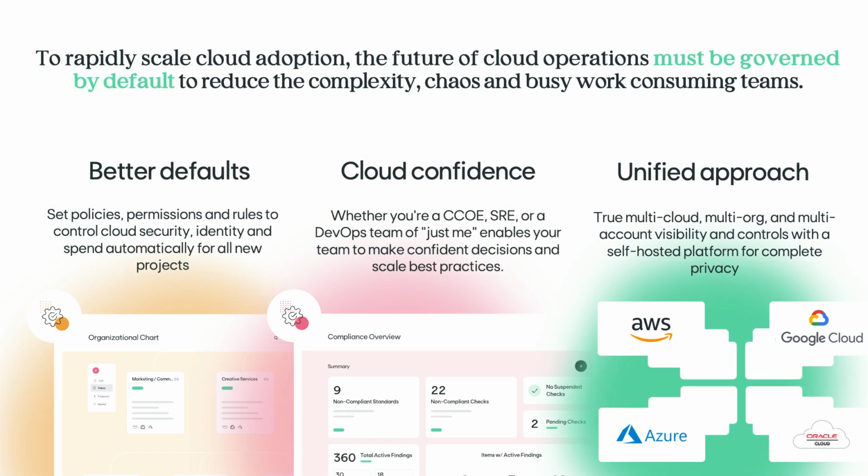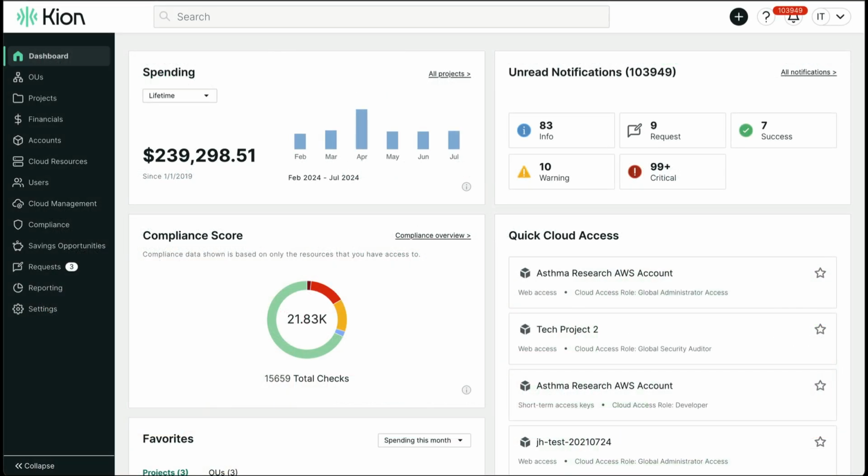Kion is an automation platform designed to give organizations the visibility and control needed to scale their cloud operations. Kion was built to help CloudOps teams rapidly scale governance by default by setting policies, permissions, and rules to control cloud security, identity, and spend automatically across multiple clouds, organizations, and accounts. Simply put, Kion makes it easier, less complex, and less frustrating to get things done in the cloud. Throughout this conversation, we will highlight many of the benefits of Kion.